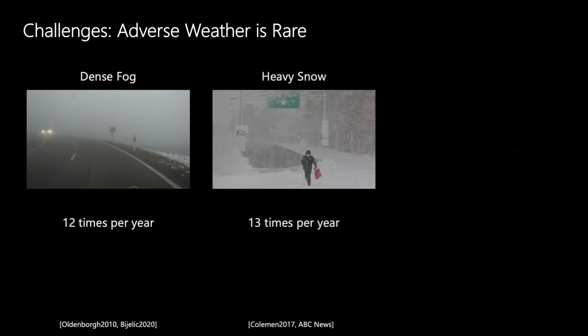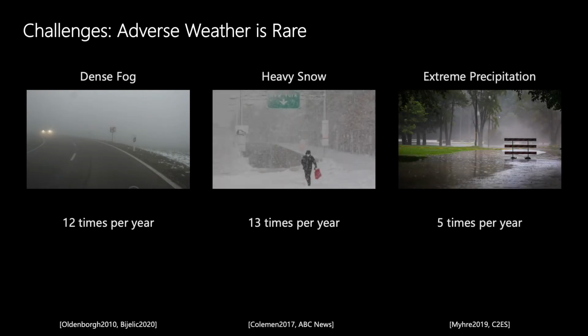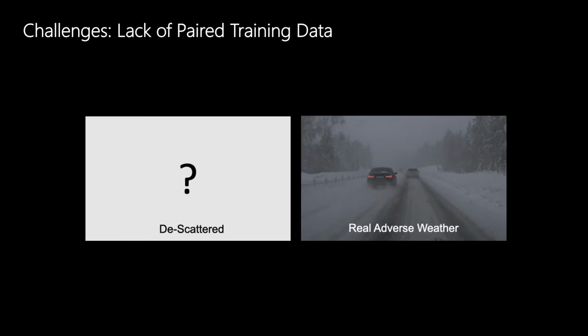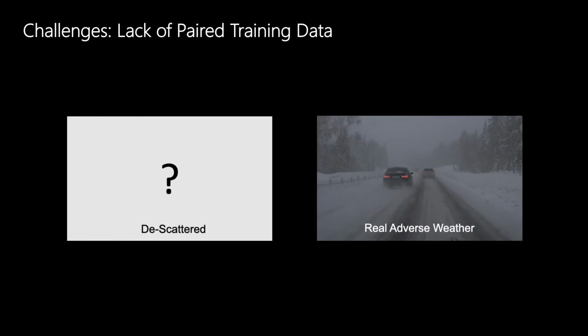Removing adverse weather effects is a challenging task for several reasons. First, dangerous adverse weather conditions are rarely encountered in day-to-day driving. Most regions, on average, experience dense fog 12 times per year, heavy snow 13 times, and extreme precipitation 5 times. Consequently, these conditions are heavily underrepresented in existing datasets. Furthermore, it is virtually impossible to acquire paired perturbed and clear real-world data of the exact same scene. As a result, there are few real-world datasets for supervised training.